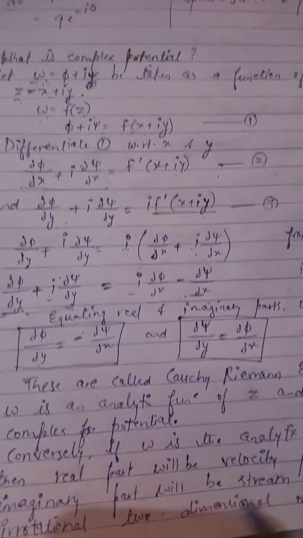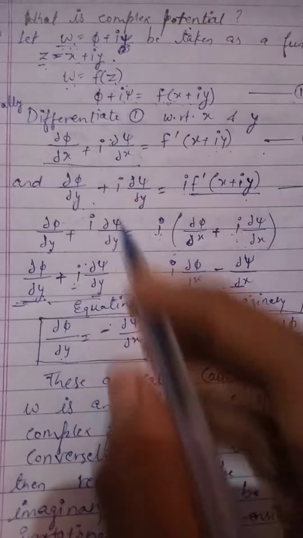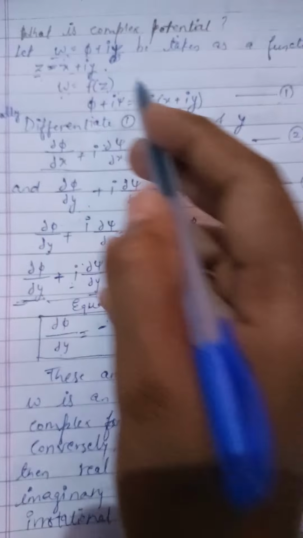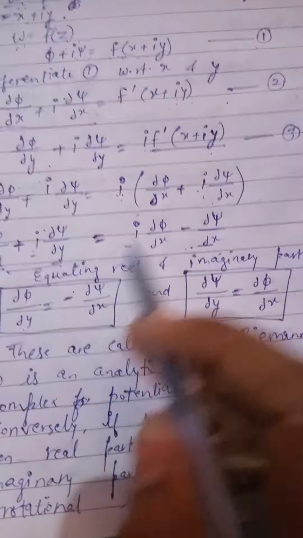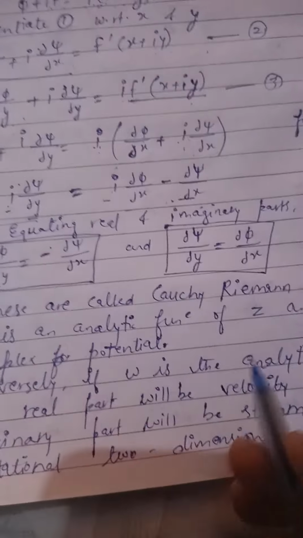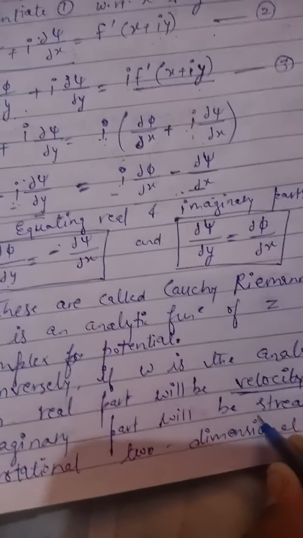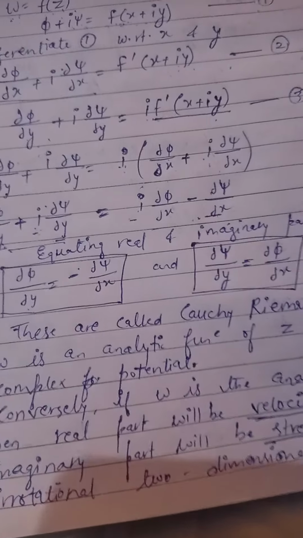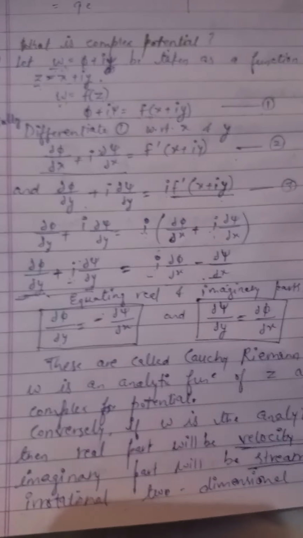So this is all about the complex potential, and I hope you understand what the Cauchy-Riemann equation is, what an analytic function is, how W is an analytic function of Z and how it is proved, how the conditions are derived, and what the converse is. If W is an analytic function of Z, then the real part is the velocity potential and the imaginary part is the stream function, and these equations are for irrotational two-dimensional motion.